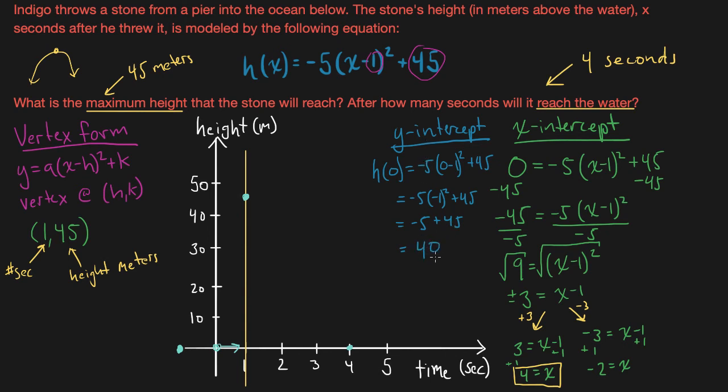And so our y-intercept, in other words, when x is equal to 0, that's at 40 meters. Yeah, 40 meters. Okay, so let's mark that on our graph here. So 40 meters right there. And then we can graph this. So we have our parabola here, starts at 40 meters, goes up to our vertex at 45, and then continues.